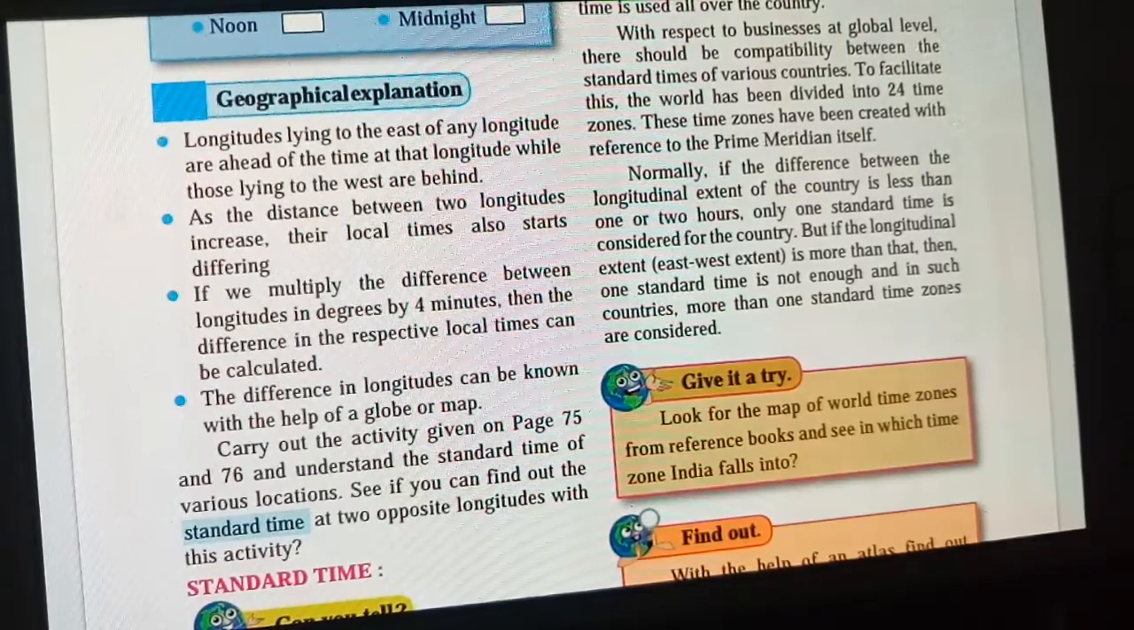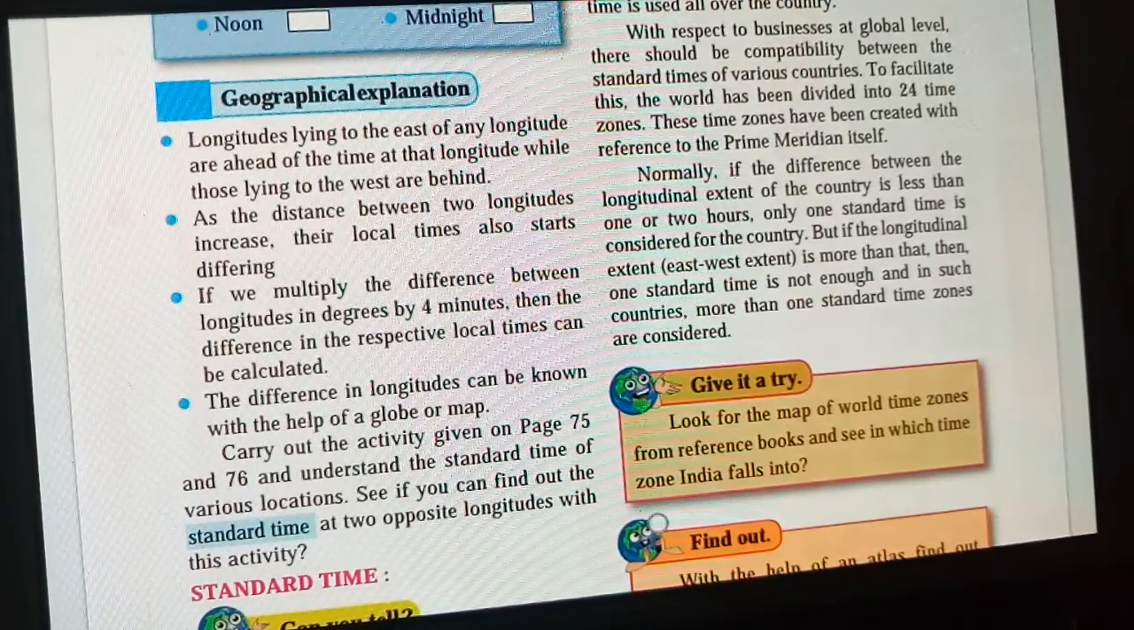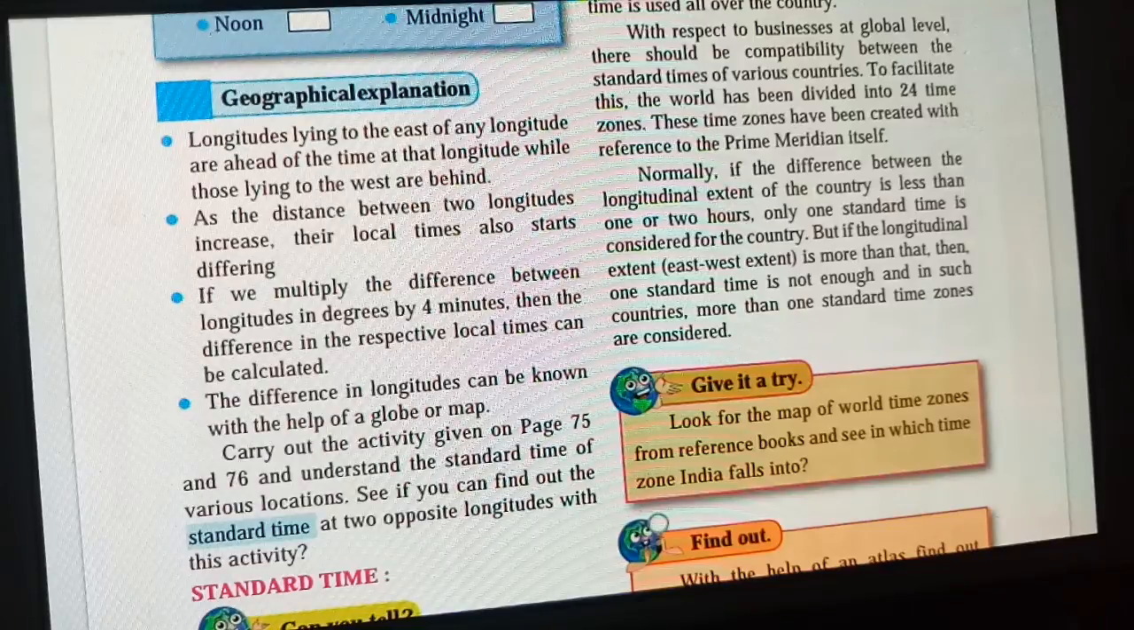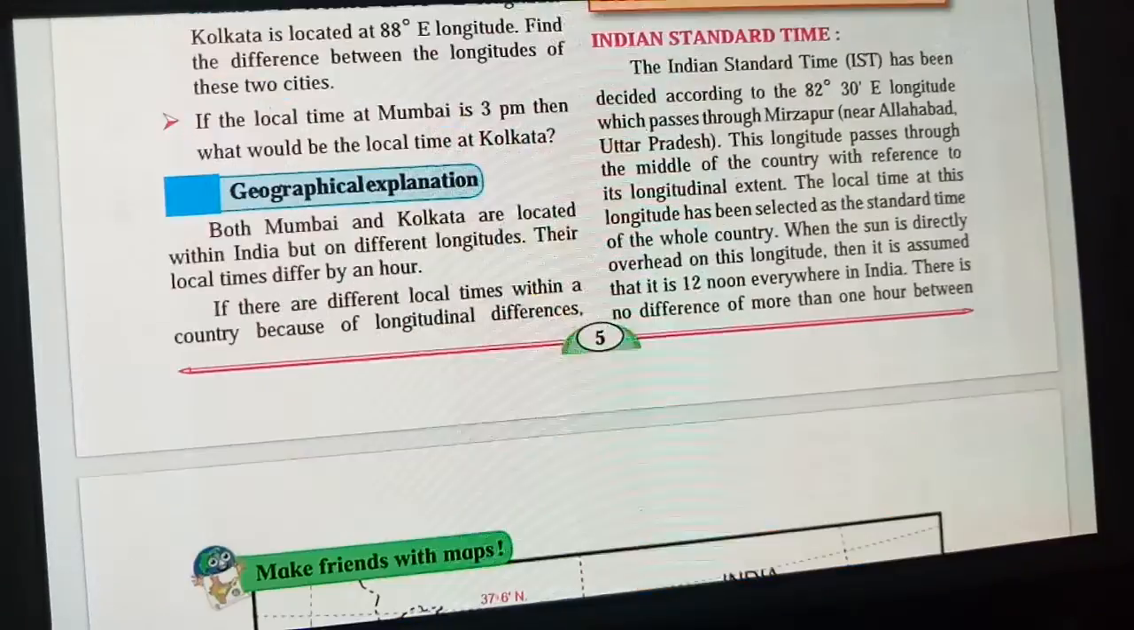So we have to look at the lines of longitude and latitude on the globe and what differences they have between the lines. Carry out the activity given on pages 75 and 76 and understand the standard time of various locations. On page 75 you will find the standard time of various locations, which we will explain later on. We will see the standard times of different longitudes and latitudes.